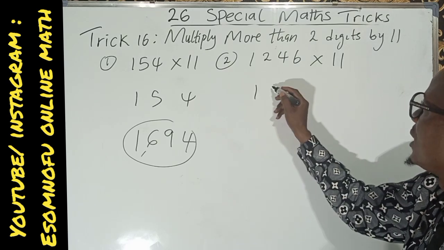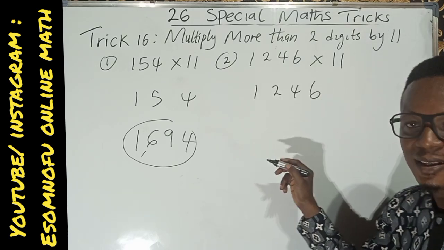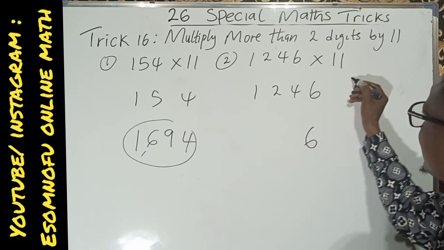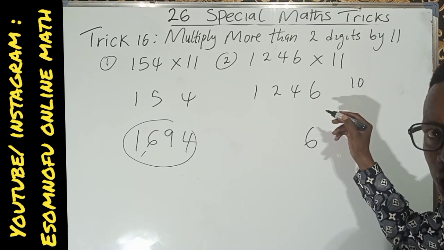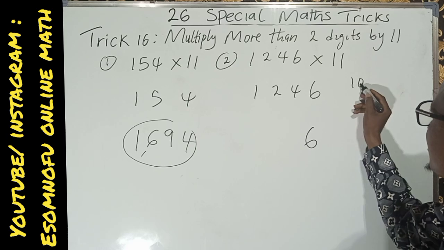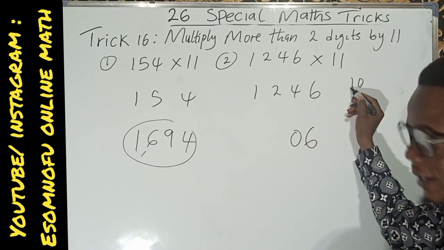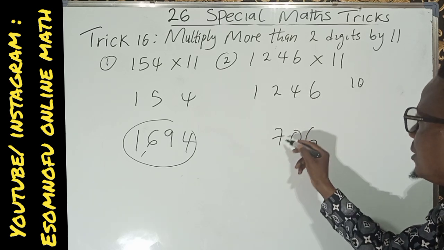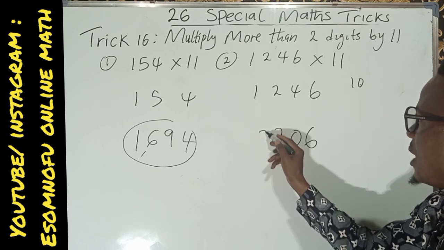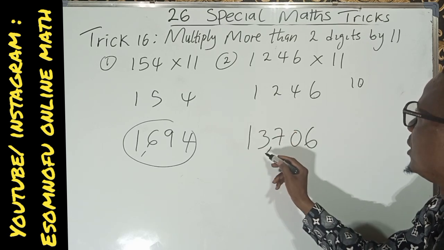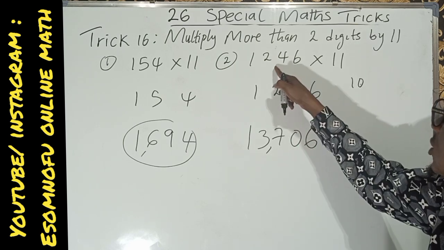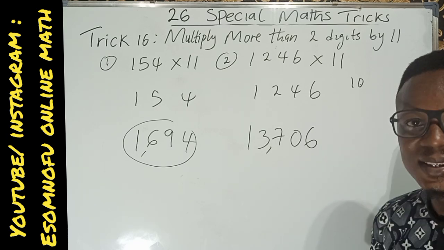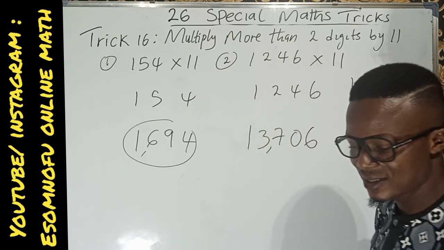For this one, we'll have 1, 2, 4, 6 times 11. Just bring down the first digit, 6. 6 plus 4 is 10. Look at 10 here. Don't write 10 when it is more than up to 2 digits. Since 6 plus 4 is 10, write 0 and carry 1. Now 4 plus 2 is 6. Plus the 1 you carry, 7. 2 plus 1 is 3. You write 3. Then bring down 1. You will see that when you multiply 1246 by 11, you will get 13,706. Let's go to trick number 17.